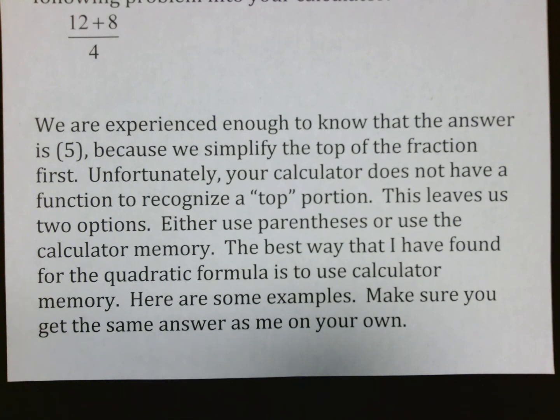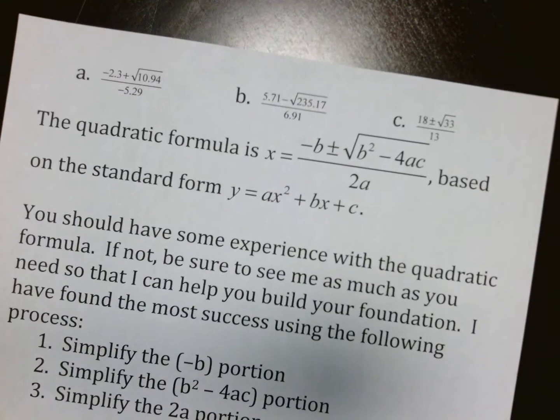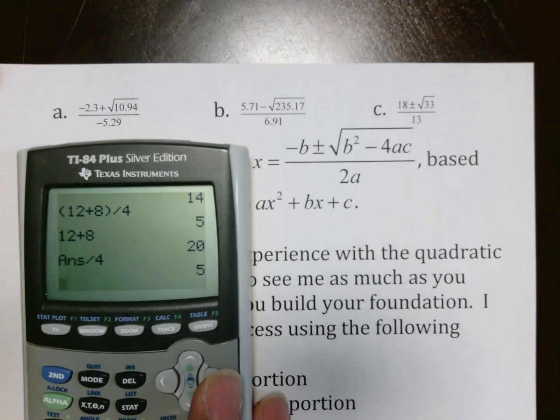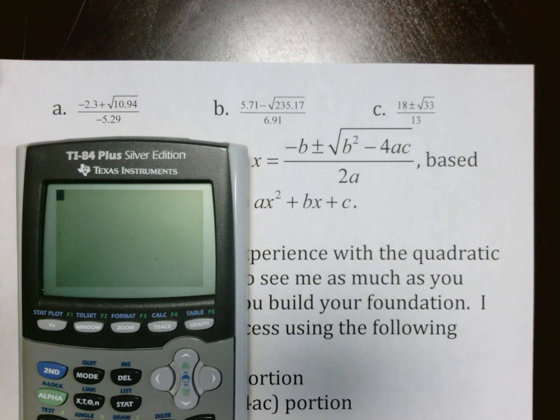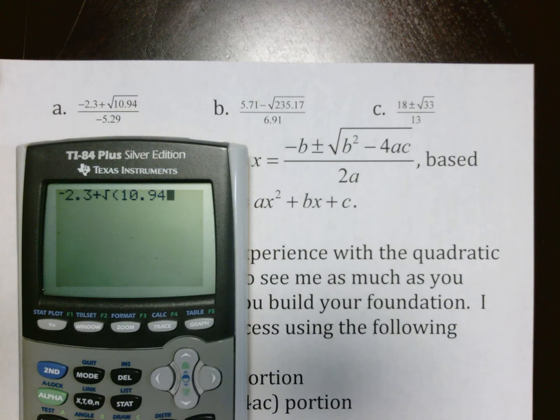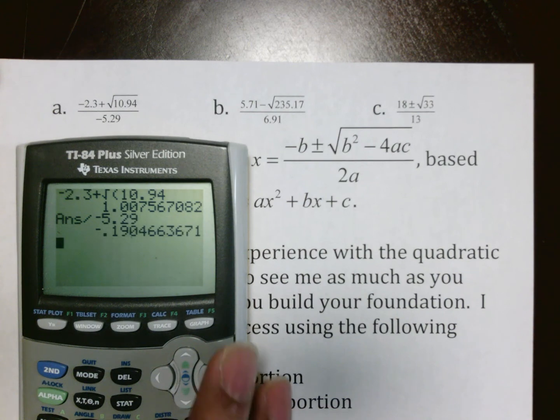So a few examples real fast, and I think my sheet didn't print out correctly, but I think you can still follow along with what's going on here. Looking at the first one here, sorry it's hard to read. What I would do if I saw this question, let's say it's a difficult one, is I would just type in the top, so negative 2.3 plus the square root of 10.94. And the reason I would not use a parenthesis is because the square root already opens one, so one parenthesis would actually still throw you off. But what I would do is hit enter and then put divided by negative 5.29, which gives me the answer of negative 0.19.